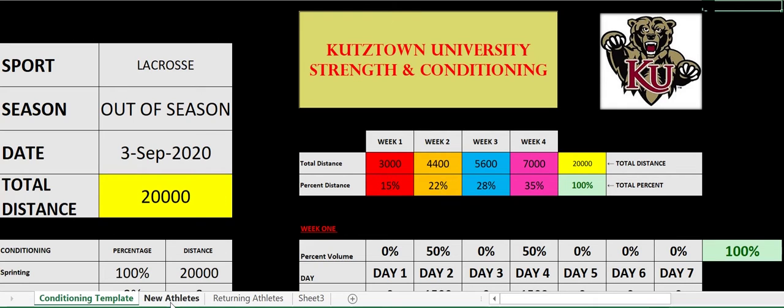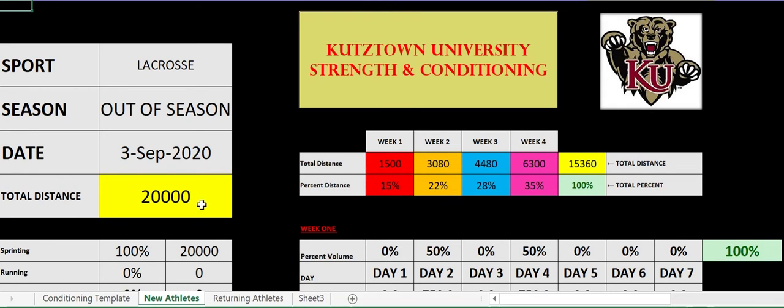And then in the new athlete sheet, the second sheet I have, it's going to work from 50% in week 1 up to 90% in week 4. Their total distance per month is not going to be 20,000 because, again, we're working at 50% in week 1 up to 90%. So we're going to be a little bit over 15,000, about 75% of the total volume, because we go from 50%, 70 in week 2, 80 in week 3, and then 90 in week 4.